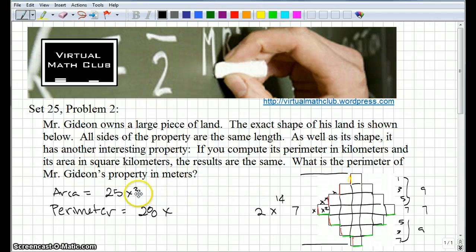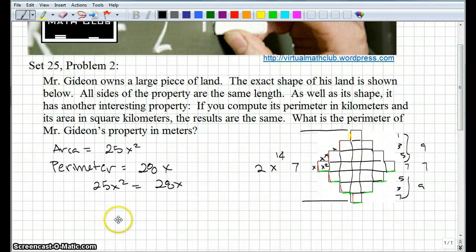So there we go. We've got the area and the perimeter. So we have expressions for those two things. And we're told that the perimeter in kilometers and the area in square kilometers are the same. So let's just set those equal to each other. So we have 25x squared is equal to 28x. Alright, so we can solve that, right?